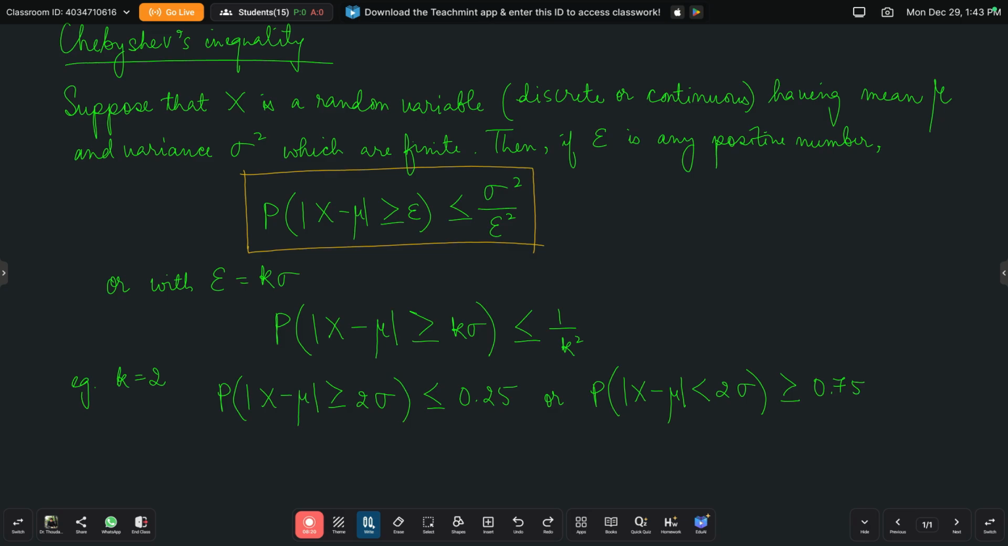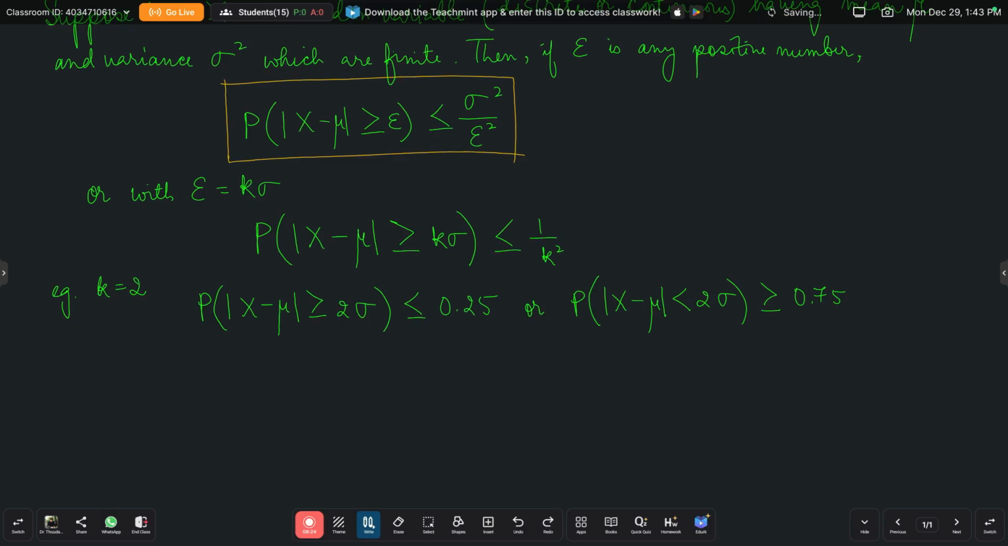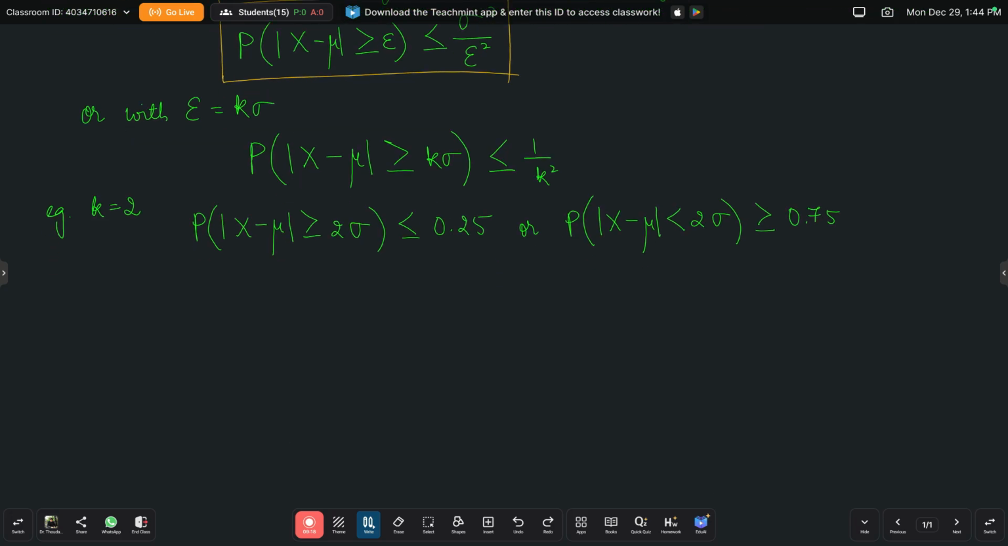The interpretation is that the probability of x differing from its mean mu by more than 2 standard deviations is less than or equal to 0.25. Or equivalently, the probability that x will lie within 2 standard deviations of its mean is greater than or equal to 0.75. Quite remarkable. Whatever the probability distribution of x, this holds. That is the power of Chebyshev inequality.